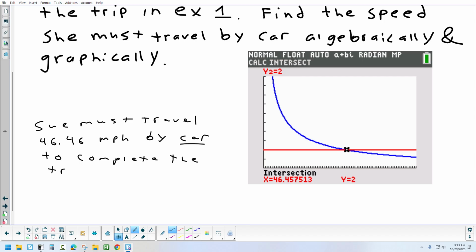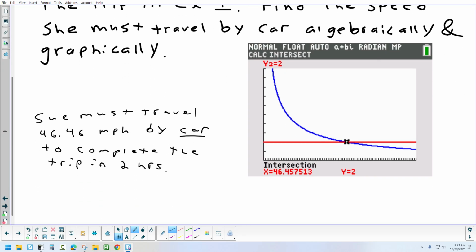What would be the speed of the train then? They didn't ask for that, but they could. Yep. It'd be 66.46. The average speed of the train was 20 faster than the car, so it would be 66.46. All right. So any questions on that? So graphically, it's pretty straightforward. You just graph it, find where it crosses.